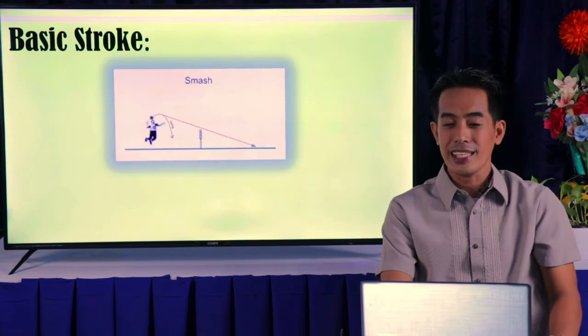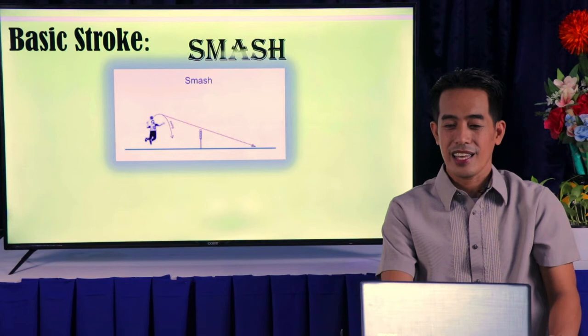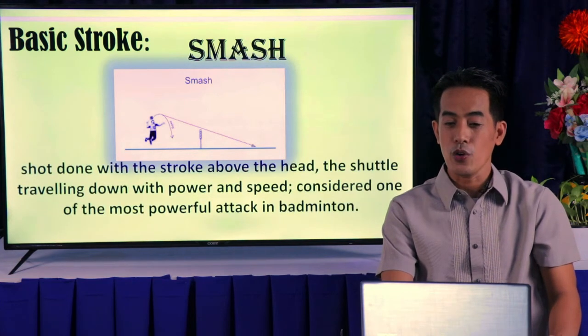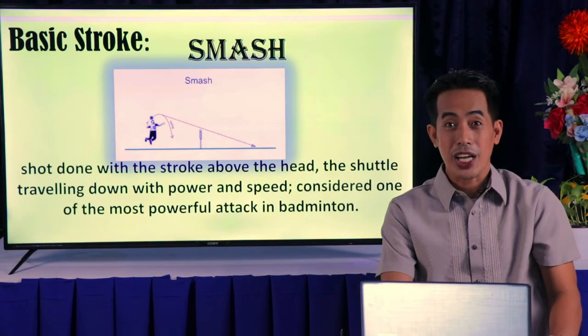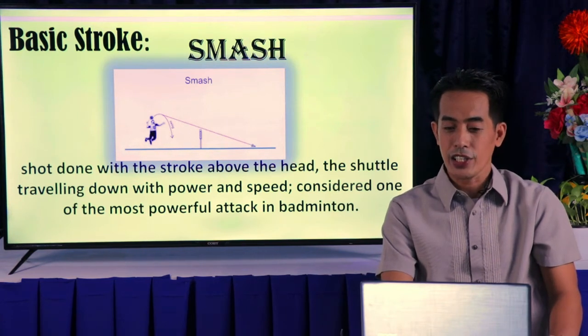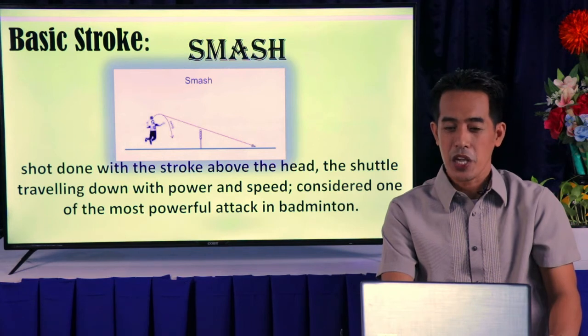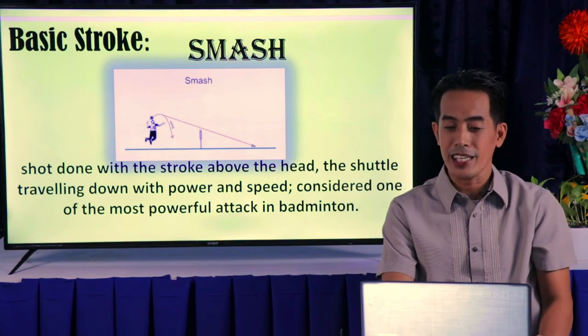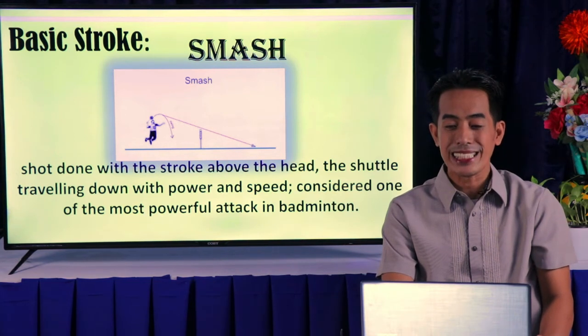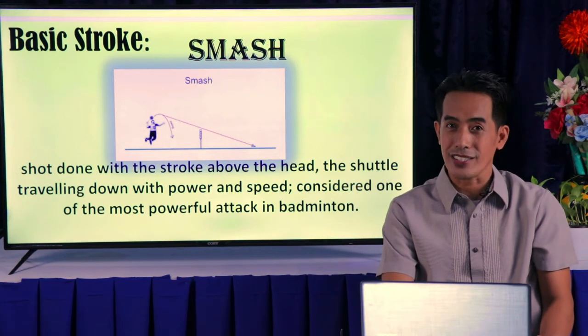And the last one is the smash. It is a shot done with a stroke above the head. The shuttle travels down with power and speed. Considered one of the most powerful attacks in badminton. It is a hard stroke hit sharply downward. Bring the arm from behind the body with the elbow bent. Then, forcefully extend your arm overhead to contact the shuttle.